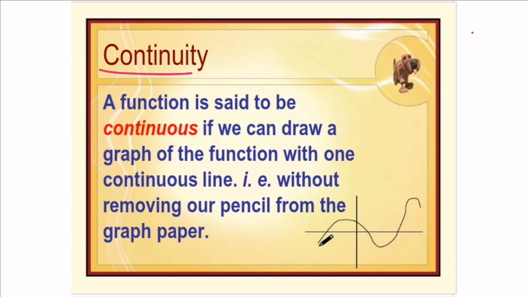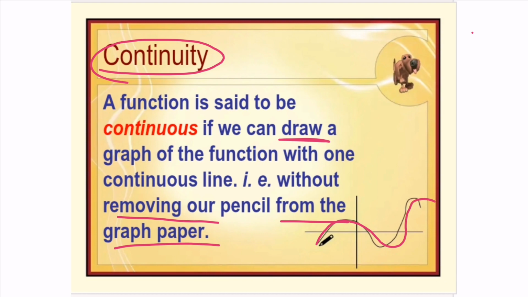What is continuity? A function is said to be continuous if we draw a graph of the function with one continuous line, means without removing our pencil from the graph paper. For example, if we have a pencil and draw this curve, this is the graph of a continuous function.